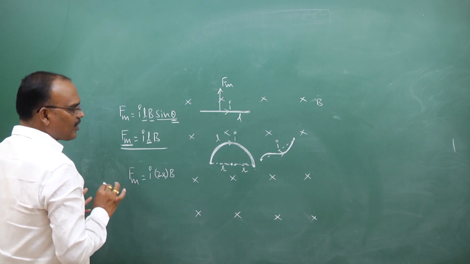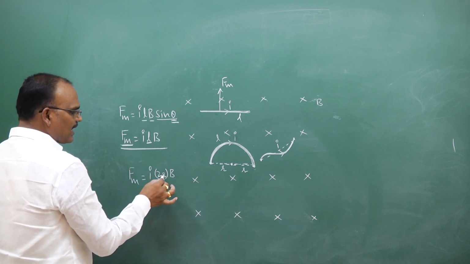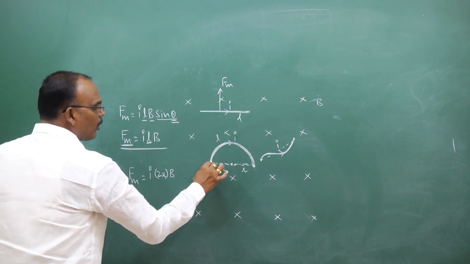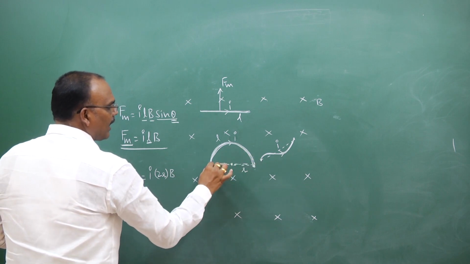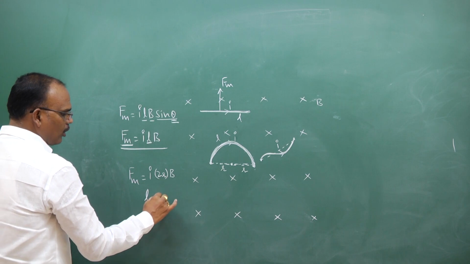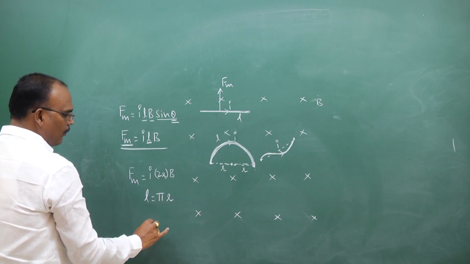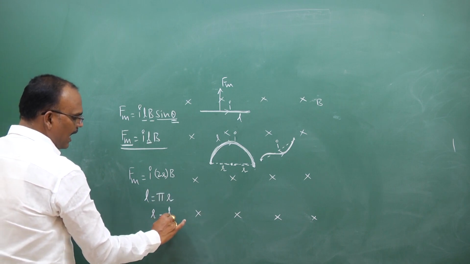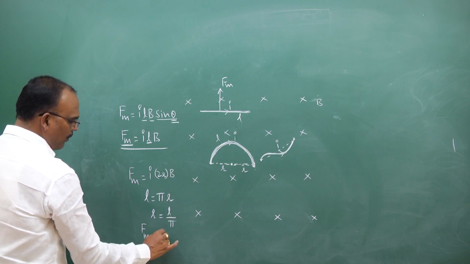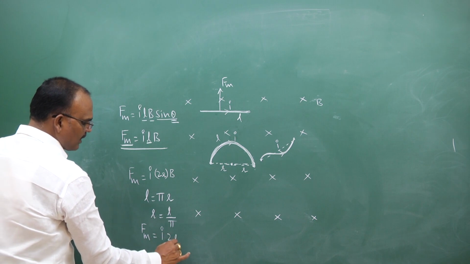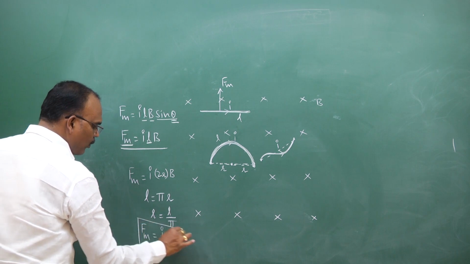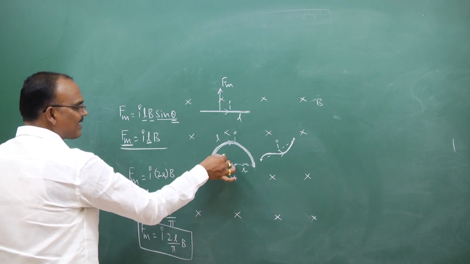If the answer is to be expressed in terms of the length of the conductor, then we know the length of the conductor is half of the circumference of the circle. So L is equal to pi r, and from this R is L by pi. So the magnetic force becomes Fm is equal to I into 2 times L by pi into B. Now this is the magnetic force acting on this section.